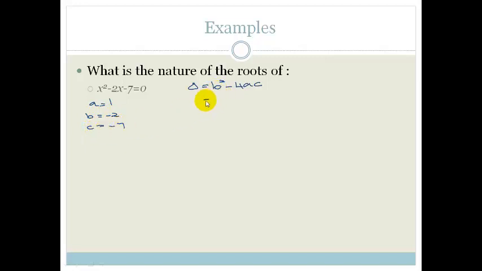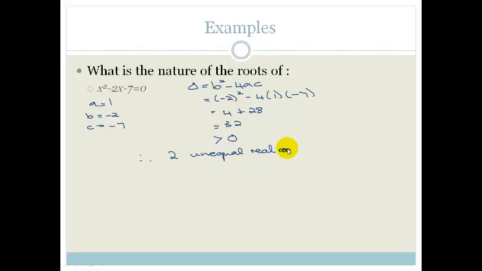Now we're going to substitute in. So b is going to be minus 2 squared minus 4 times 1 times c, which is minus 7. So minus 2 squared is 4, minus times minus is a plus, 4 times 7 is 28, which is 32, which is bigger than 0. So therefore we know that we've got two unequal real roots. In other words, this graph cuts the x-axis twice.